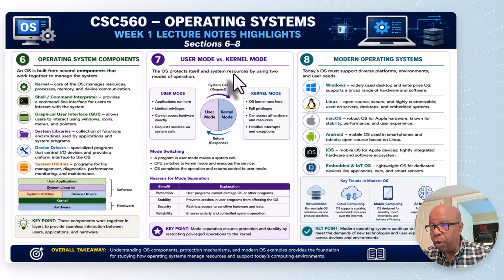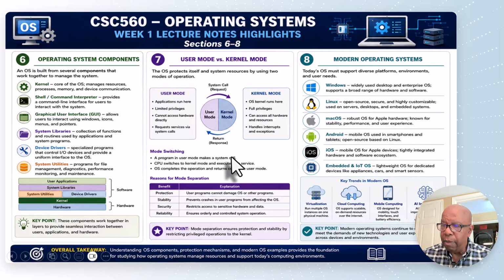In kernel mode, the OS kernel runs here, full privileges, can access hardware and resources, handles interrupts and exceptions. The kernel mode returns the request that you made on the system call from the user mode. So I go from user mode to kernel mode, and once I get the answer, I send that information back to the user. So that's user mode and kernel mode. One has access to everything. All the other has access to is a call request.